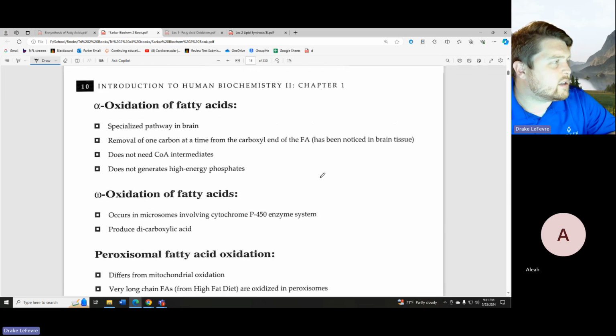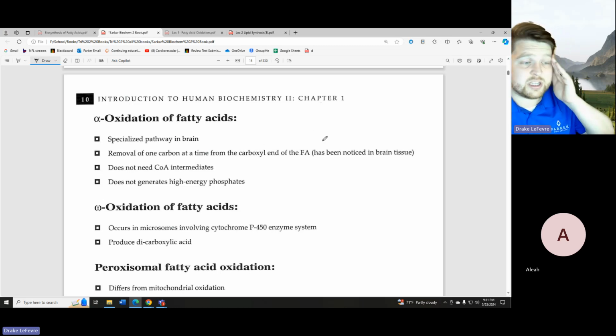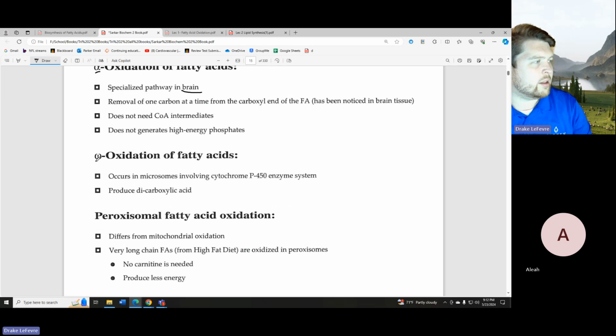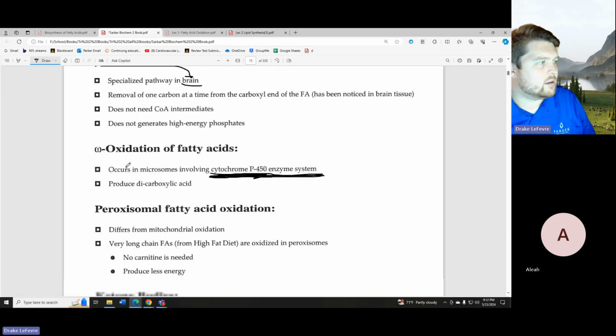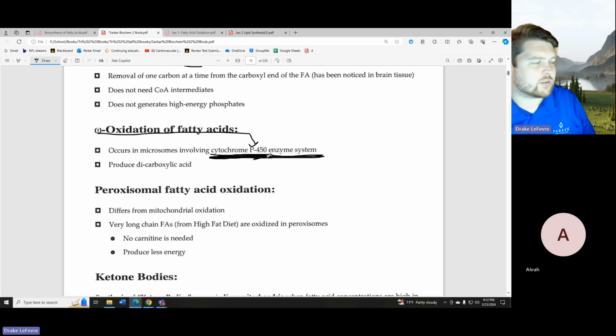We have a couple different kinds of oxidation. Most of the fats we talk about use beta oxidation. In general, most of what our body does is beta oxidation, but we do have some extra ones. There's alpha oxidation of fatty acids, which happens in the brain, and that's removing one carbon at a time. There's omega oxidation, which occurs in microsomes involving cytochrome P450. Don't worry too much about all of this stuff. The cytochrome P450 will come back later on. I don't remember if we talked about that in Biochem 1 or if it's in eicosanoid stuff in Biochem 2, but this will come back later. If he asks it, the only thing I would remember is alpha, brain; omega, cytochrome P450. That's really all you need to remember.